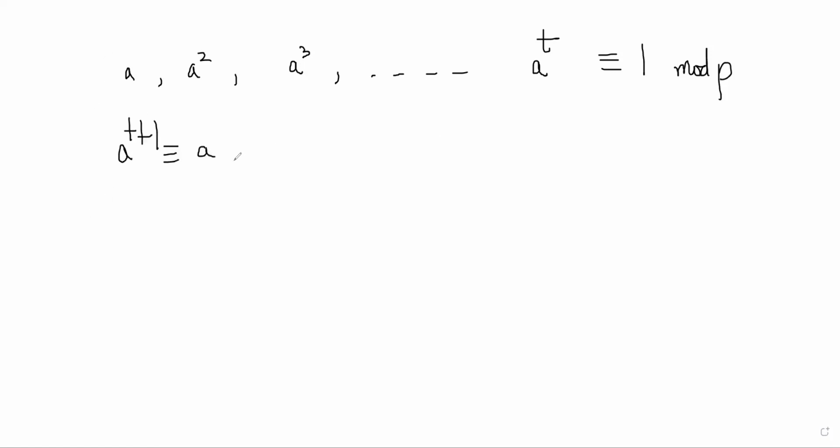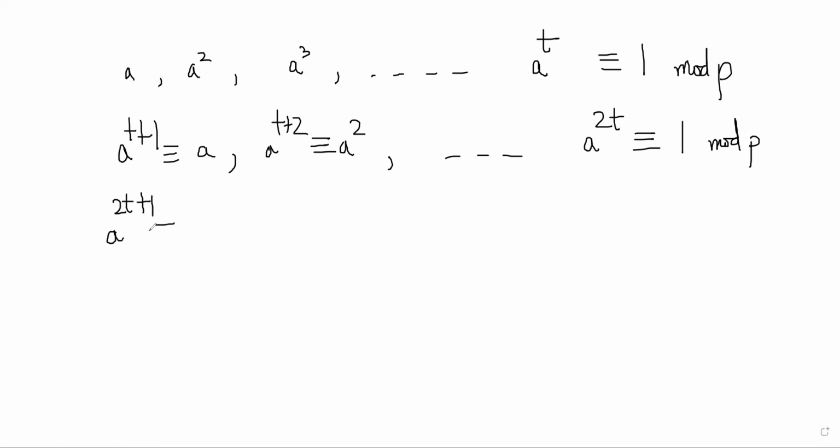So what we can say from this is, if we keep taking powers of a squared, a cubed, and so on, there will come a time when we'll hit a t such that a^t is congruent to 1 mod p, right? Then after that, a^(t+1) will be congruent to a, a^(t+2) will be congruent to a squared. And after that, you'll come to a^(2t), which will again be congruent to 1 mod p, right? And after that, you'll keep going like this.